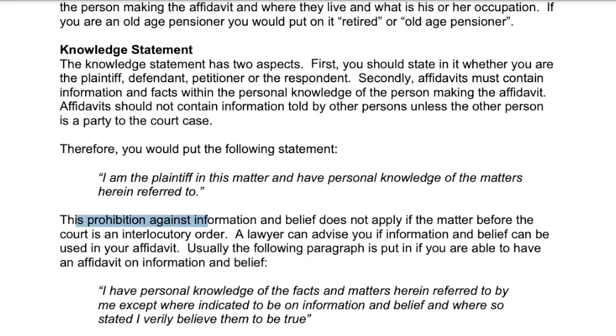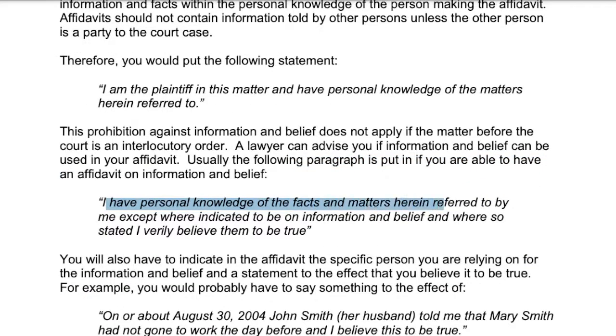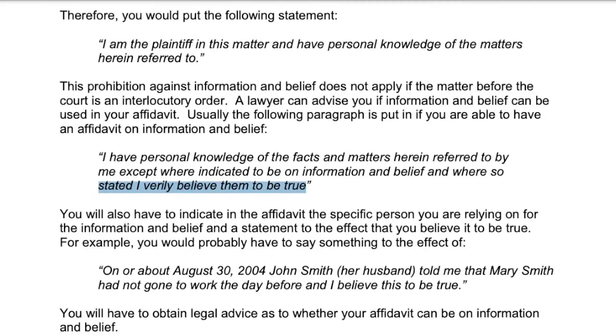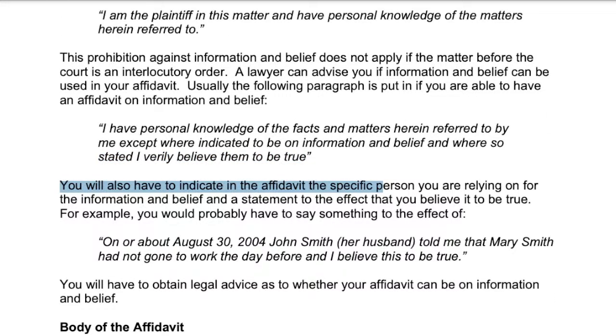This prohibition against information and belief does not apply if the matter before the court is an interlocutory order. The lawyer can, usually, be careful, those are presumptions, it doesn't always apply if it says usually. The following paragraph is put in if you are able to have an affidavit on information and belief. I have personal knowledge of the facts and matters herein referred to by me, except where indicated to be on the information and belief, and where so I state I verily believe them to be true. You will also have to indicate in the affidavit the specific person you are relying on for the information and belief, and a statement to the effect that you believe it to be true.